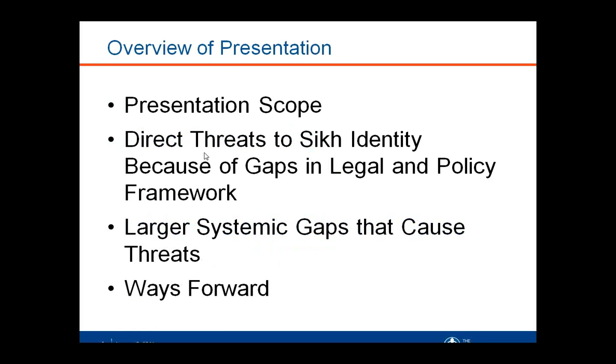So in terms of an overview of the presentation, I will discuss quickly the scope of this presentation, and then I'll get to the heart of the presentation, which are the direct threats, and then I'll talk about the larger systemic gaps that cause these threats to our Guru Bestowed identity, and then I'll discuss ways to move forward as a Panth.